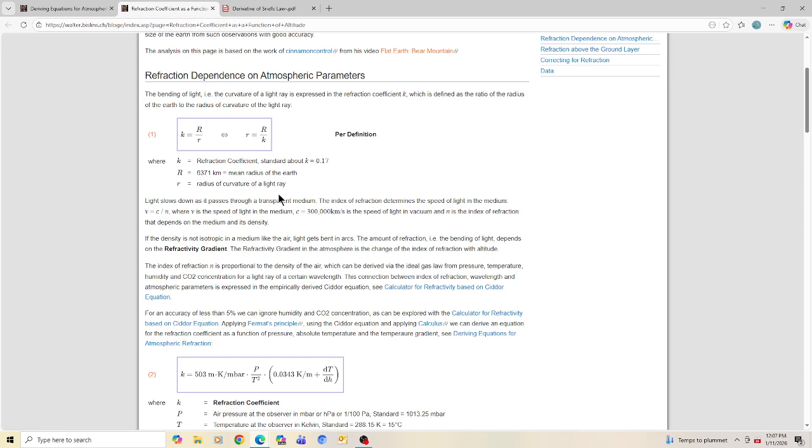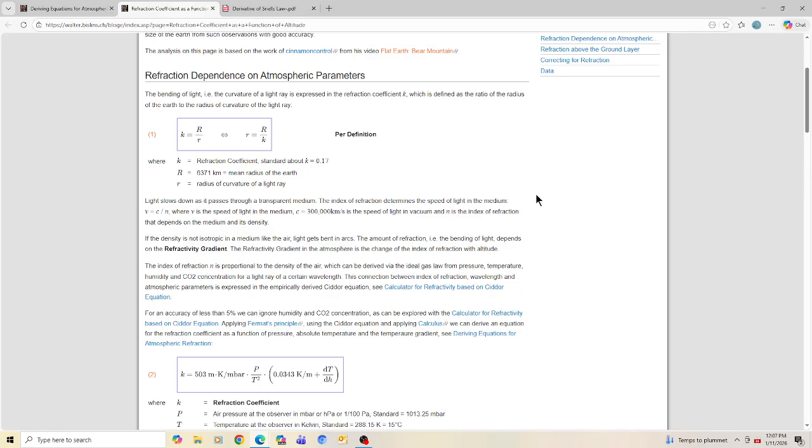So this is not a braking force, so you can't say light slows down in the medium, and as it slows down, it's going to continue to bend. That's very deceptive and incorrect. The index of refraction determines the speed of the light in the medium. That agrees with exactly what I just said.